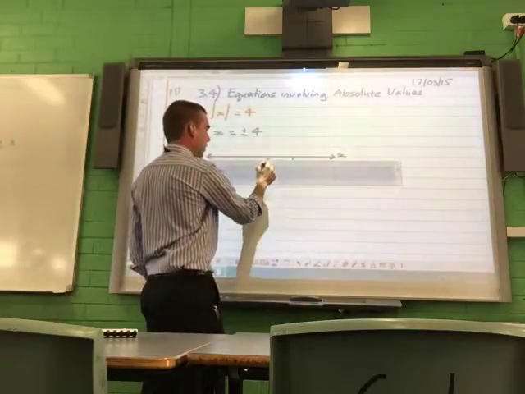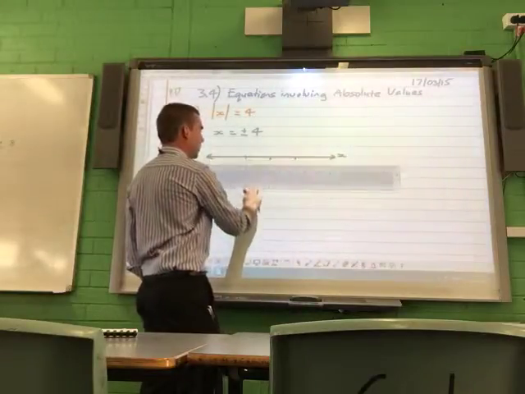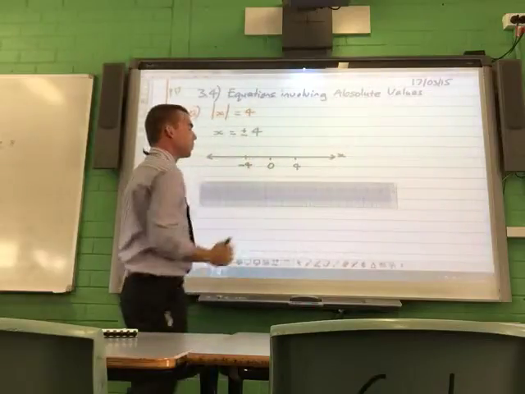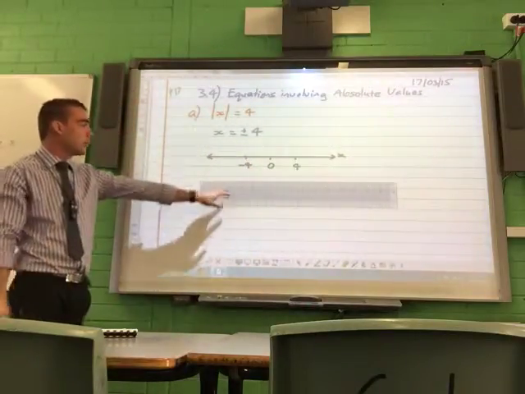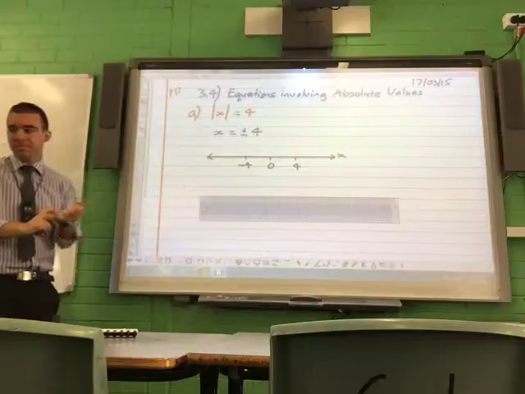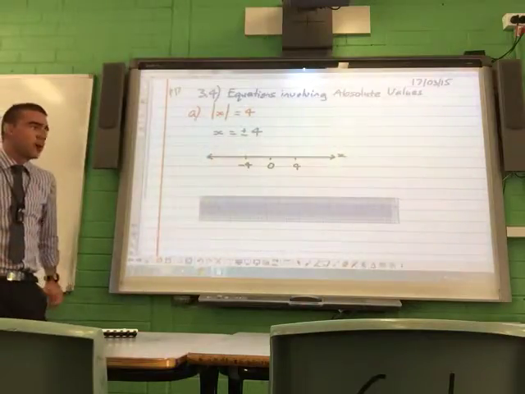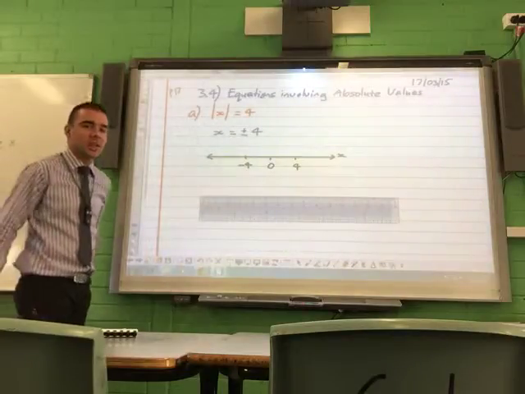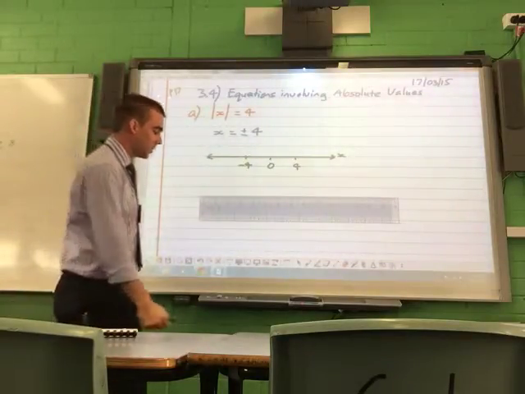Alright, so I'm going to put 0 in the middle, 4 on the right, negative 4 on the left, making sure they're equal distance from the origin. Don't make one of the 4 or negative 4 closer than the other. Keep it consistent.